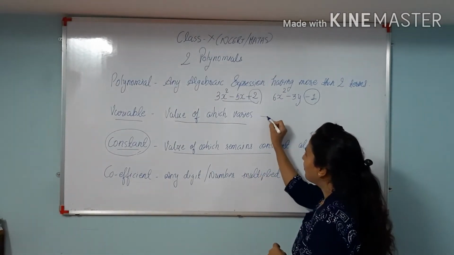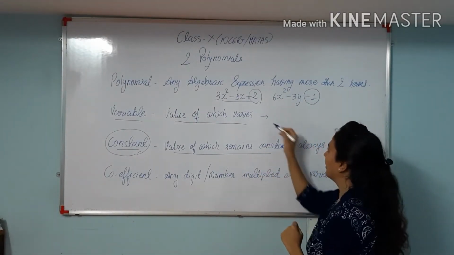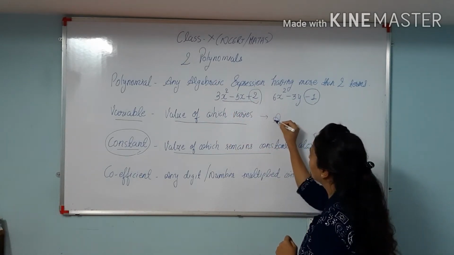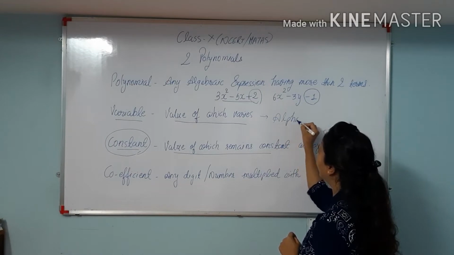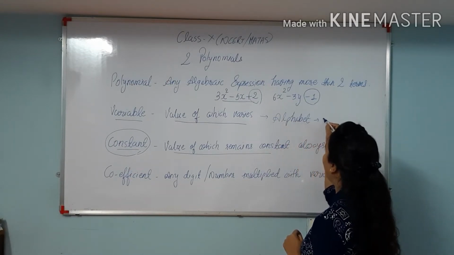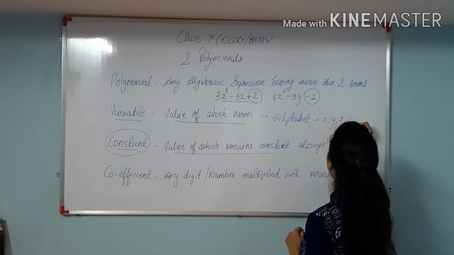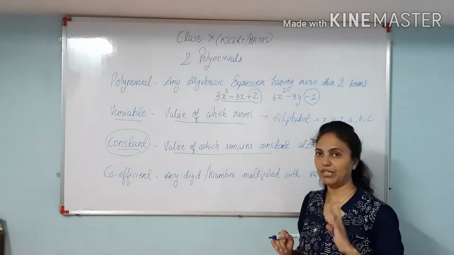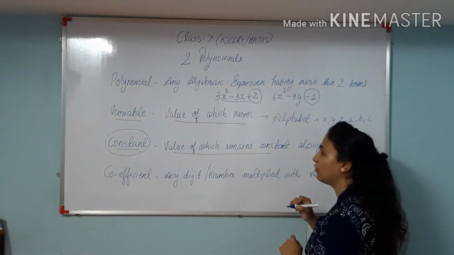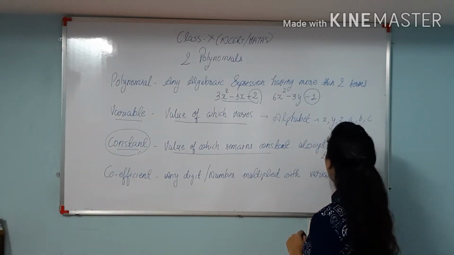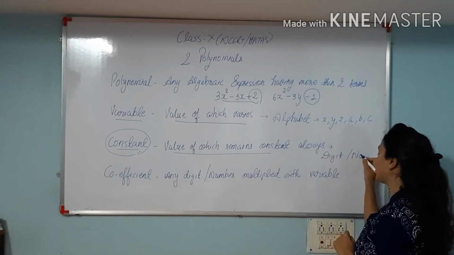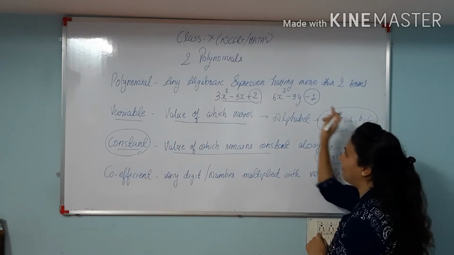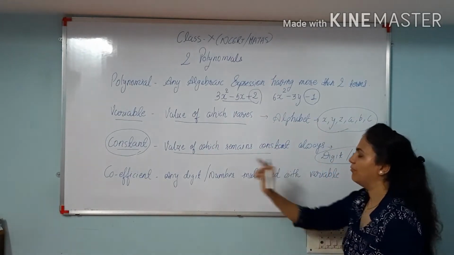Now to make it very simple, the trick here. If you want to find out variable from this, any alphabet. Okay, alphabet meaning x, y, z, a, b, c can be the variable into the given polynomial. And if you want to find out constant, it will be any digit or number that we know. Any digit or number, it will be our constant always, and alphabet, it will be our variable always.